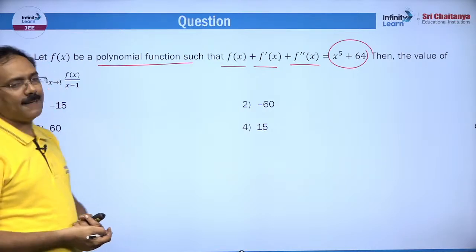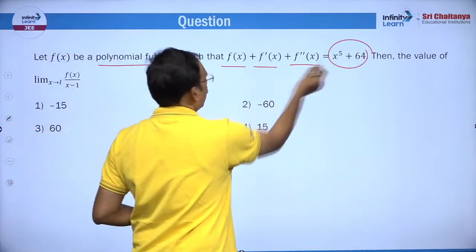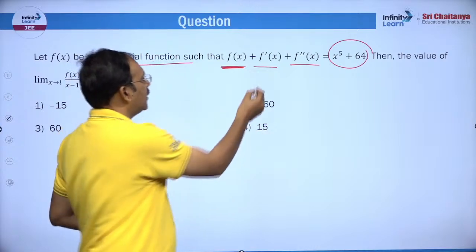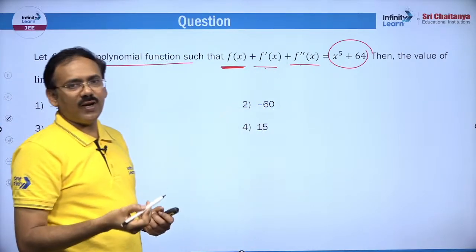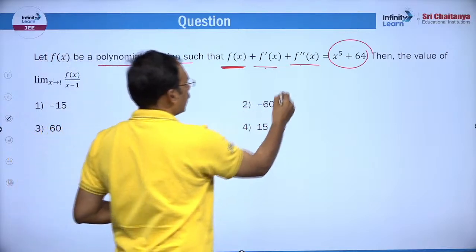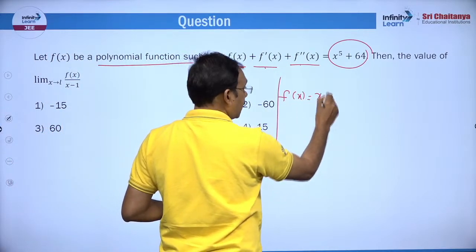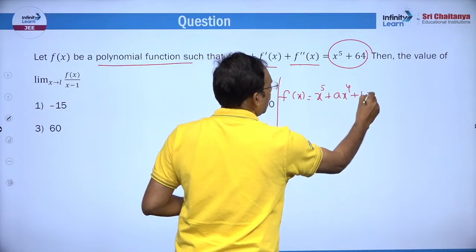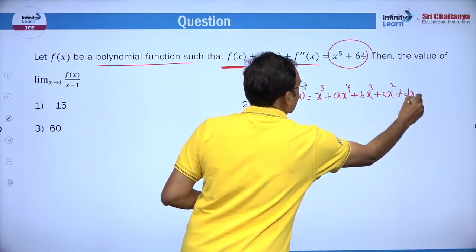So I can say here f of x is, since its degree is x power 5, so f of x must have degree 5. So here it starts with x power 4, x cube. So you need to find f of x. Since x power 5 is there, why don't you take f of x as x power 5 plus a x power 4 plus b x cube plus c x square plus dx plus e.